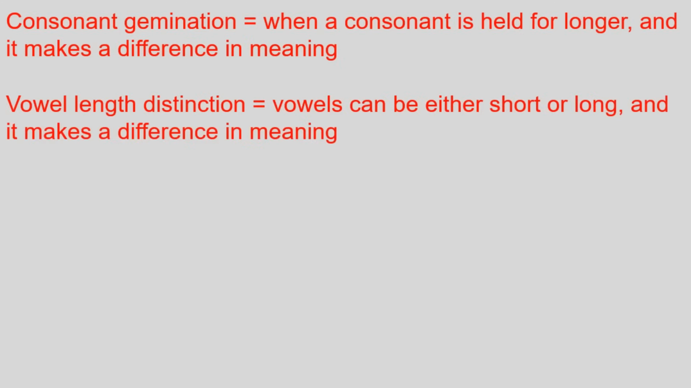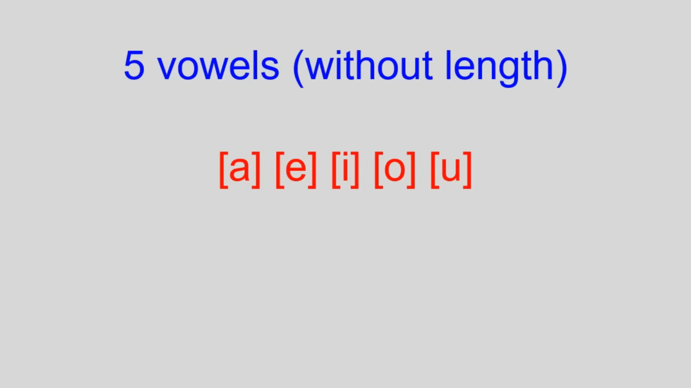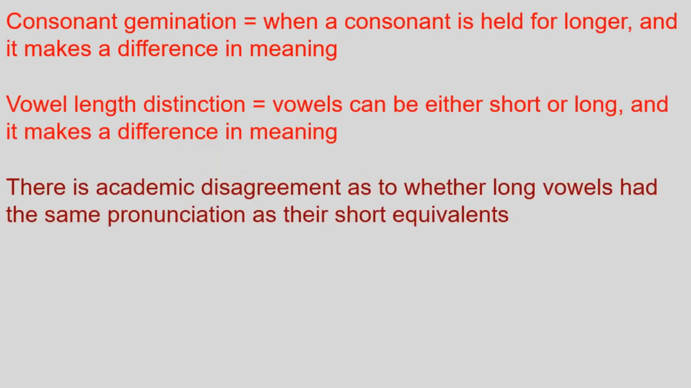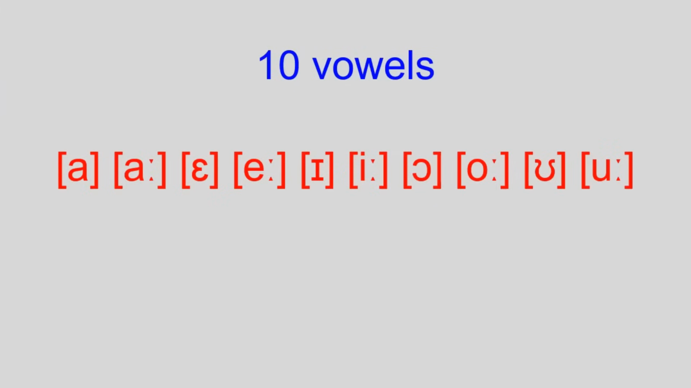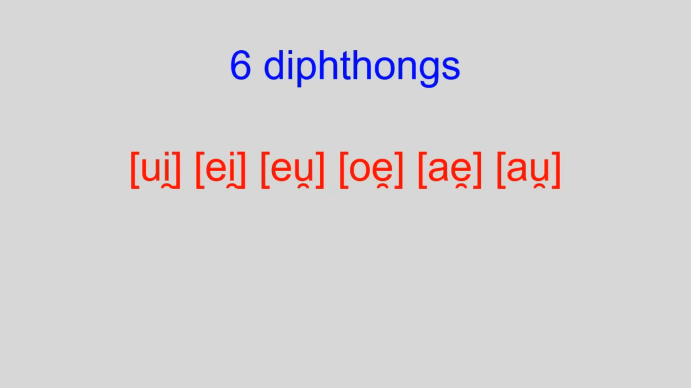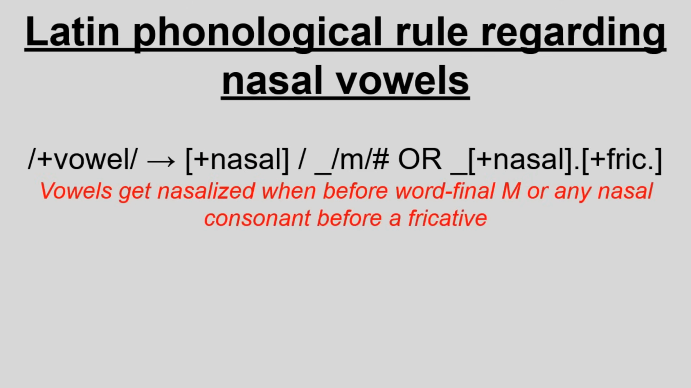Now for the vowels, there is also, you guessed it, vowel length distinction between short and long. There were 5 basic vowels, 10 total with the lengths, although depending on who you ask, there may have been quality differences between the lengths, giving us a, e, o, and u. Latin also had a few diphthongs being these, and there were 2 places where vowels would become nasal: before M at the end of the word, and before a nasal consonant that was itself before a fricative.